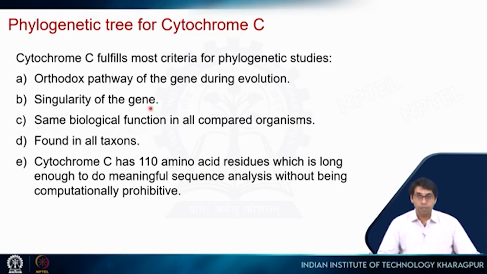Singularity of a gene. So, there is only one gene for this protein, not multiple genes like ribosome. Same biological function in all compared organisms. It is not doing something different in different organisms, right. It is found in all these different taxons of life. Cytochrome C is small, it has only 110 amino acids, which means that the sequence alignment will not be computationally problematic, right. So, you can actually do that meaningfully.